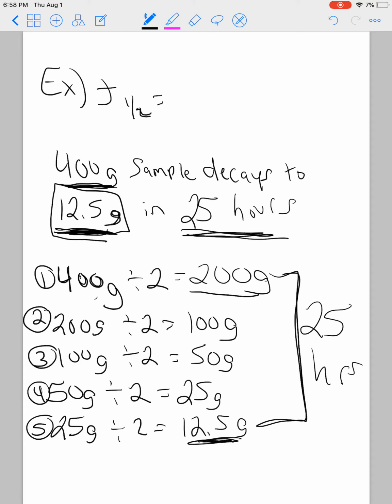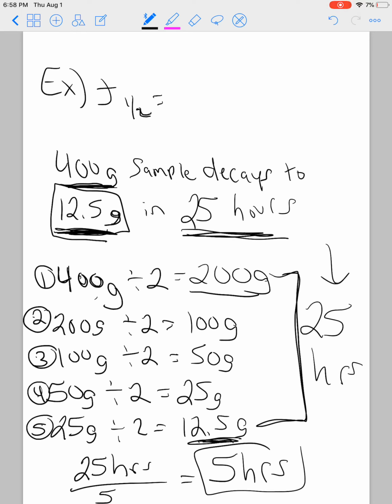Now, what I'm going to do with that is I'm going to take the total time it took, 25 hours, and divide that by how many times it took me to half it, which is 5. When I do that, 25 divided by 5 gives you 5 hours. So the half-life for this specific example is 5 hours.